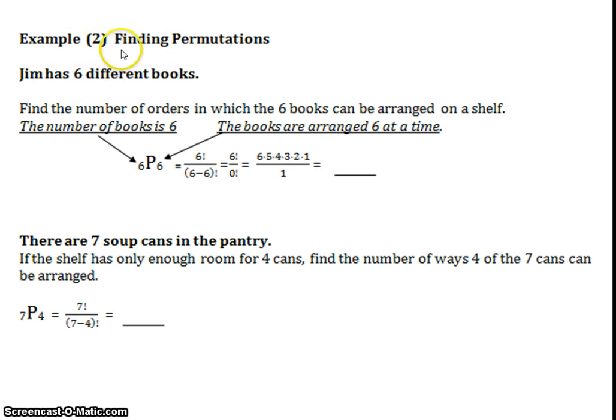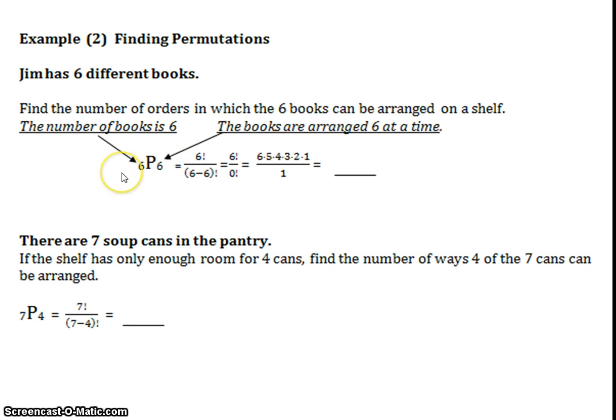Example 2, finding permutations. Jim has 6 books. Find the number of orders in which the 6 books can be arranged on the shelf. There are a total of 6 books, and the books are arranged 6 at a time. So we have 6P6.